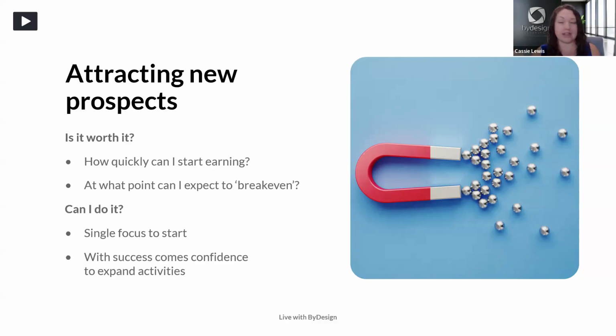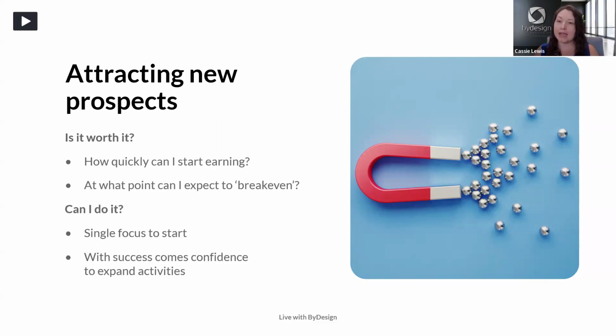So is it worth it? It has to be enticing. It has to be valuable. It has to be worth their effort, right? So how quickly am I going to start earning? That's a number one question that prospects are going to have. How soon can I get that first check? But also taking it a step further, at what point can I expect to break even?